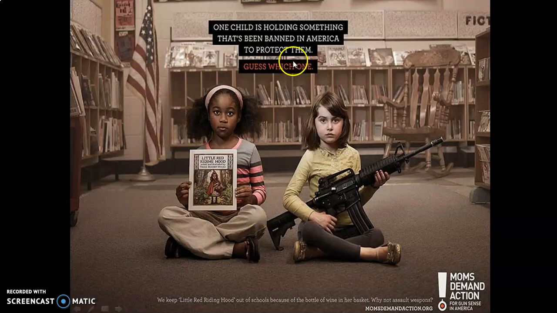Here, another campaign. One child is holding something that's been banned in America to protect them. Guess which one? We keep Little Red Riding Hood out of schools because of the bottle of wine in her basket. Why not assault weapons? Moms demand action. Again, immediately your attention is captured by these two little girls, one holding an automatic weapon, which obviously makes you wonder, what's this ad about? Thus, they captured your interest, making you read more. Your desire is obviously to protect these kids, and the call to action here is to fight against assault weapons.